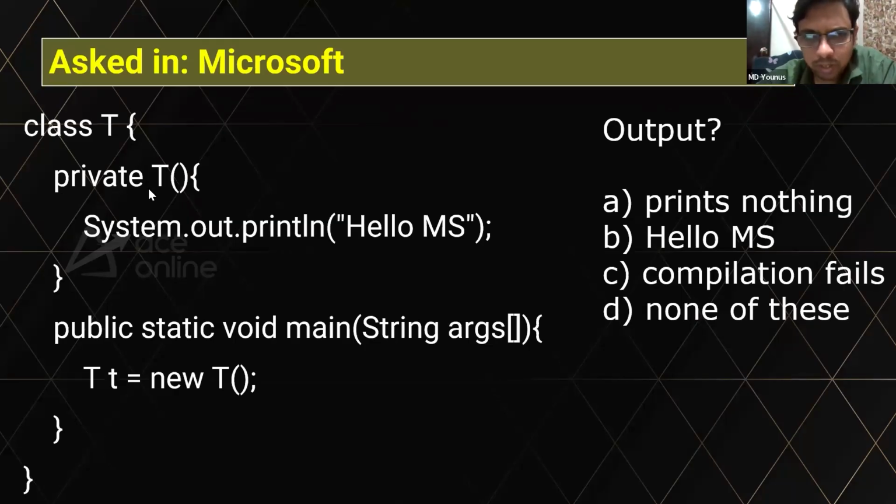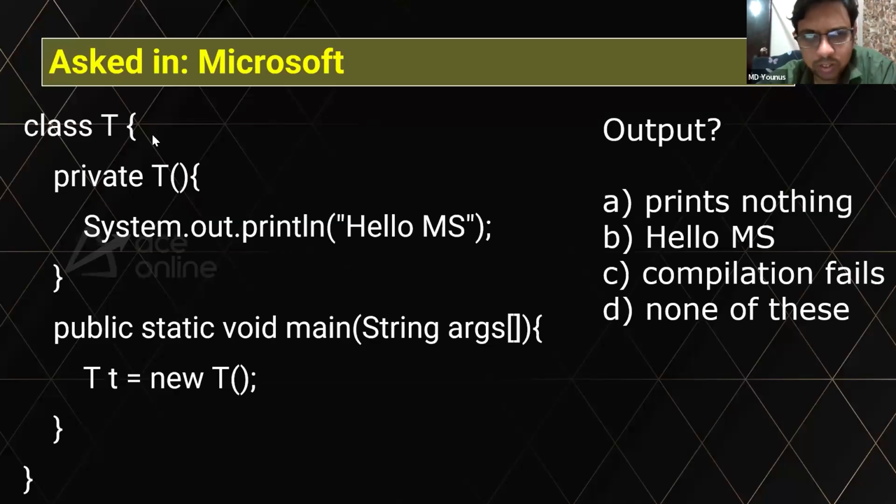But if I make this private, can I use it from other classes? Just now we have learned, right? Private data can be used in the same class. Can I use it from another class? No, I cannot. So when I call the constructor, will I get a compilation error now? Yes or no? No. Why will you not get a compilation error here, even though the constructor is private? Because we are in the same class.